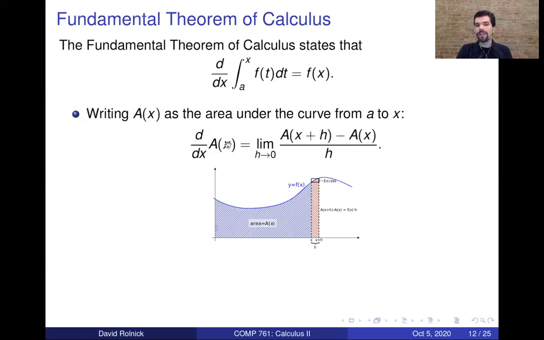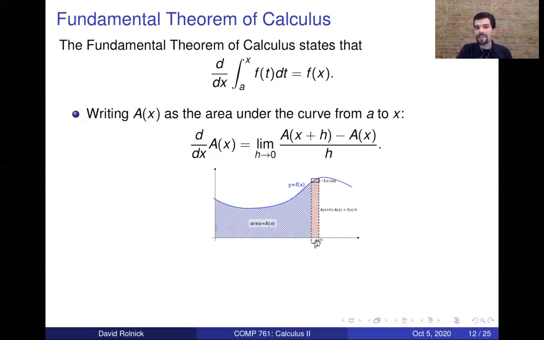What is the derivative of A of x? It's the rate of change of A of x. So if you imagine moving x a little bit, from x to x plus h, how much is the area going to change? What is the difference between A of x plus h and A of x?